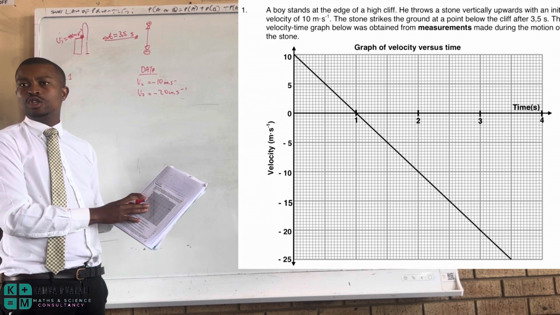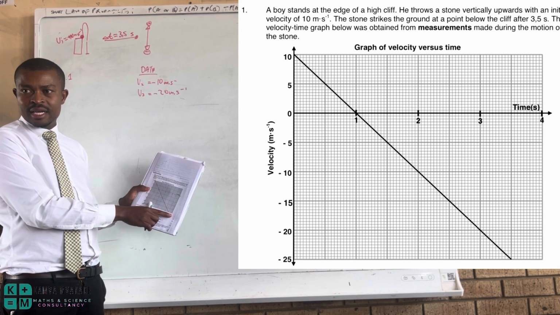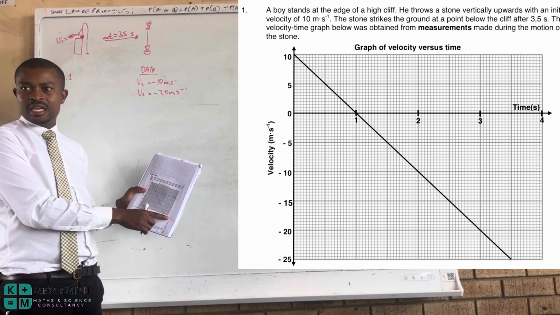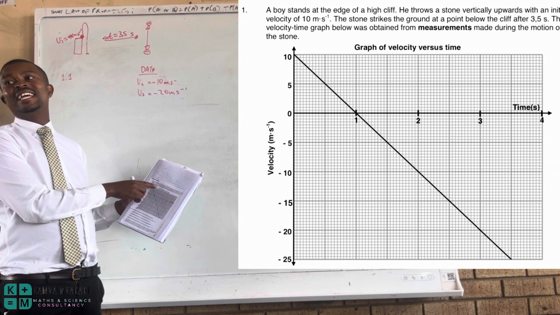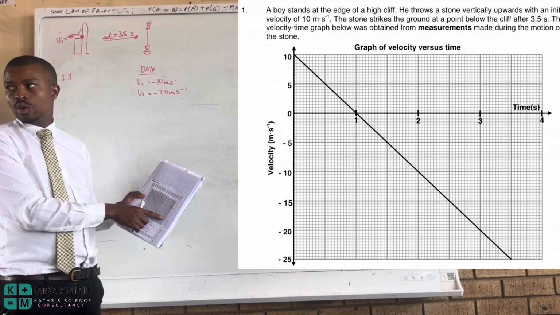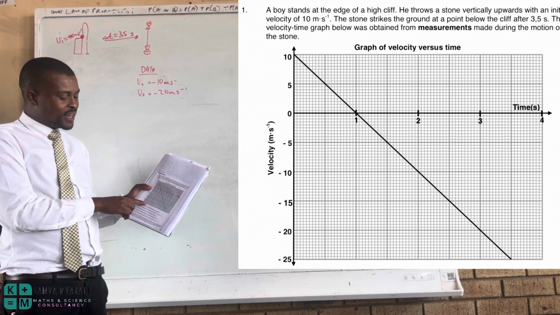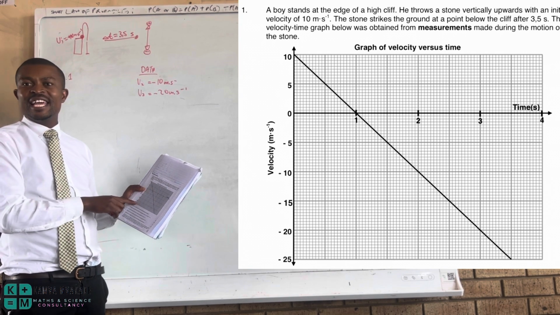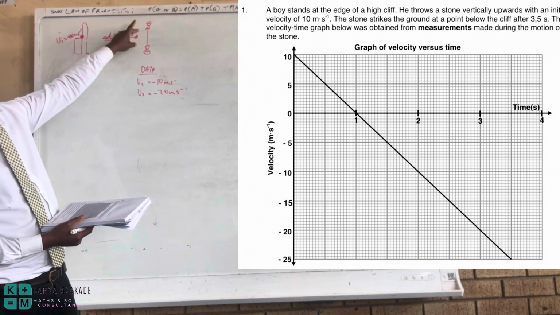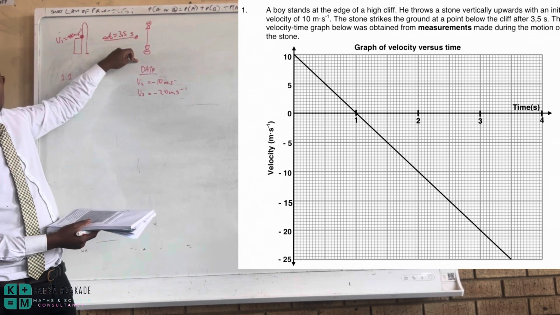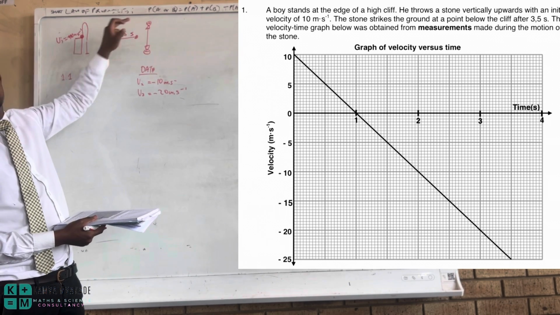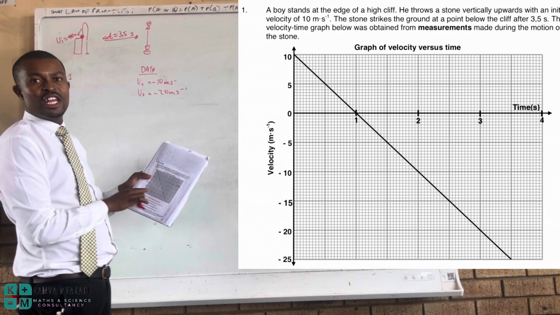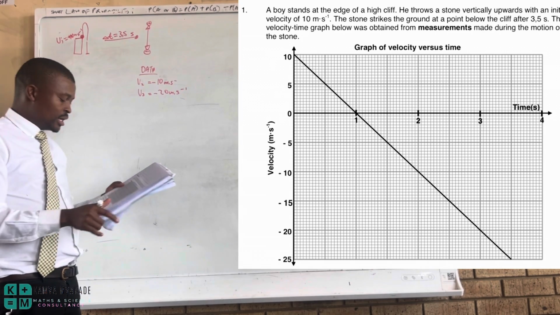The graph is a decreasing function, meaning the gradient is negative. But if the graph is increasing, the gradient is positive, because the function is increasing. That's good.